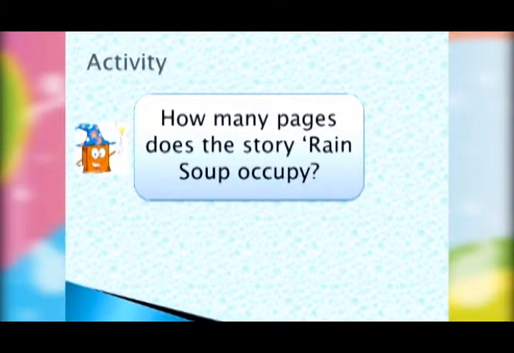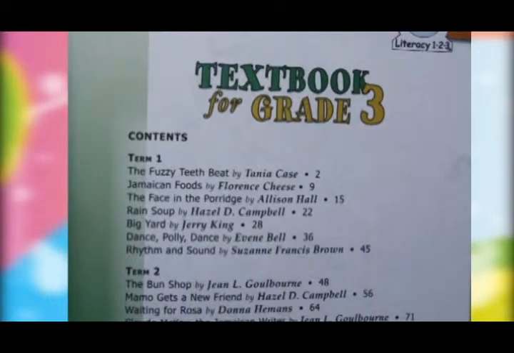We can use the table of contents page to find out how many pages there are in any story. Now, how many pages does the story Rain Soup occupy? Take a look at your table of contents page and see if you can find the answer to that question. Here are a few tips that will help you in finding out the number of pages there are in a story.